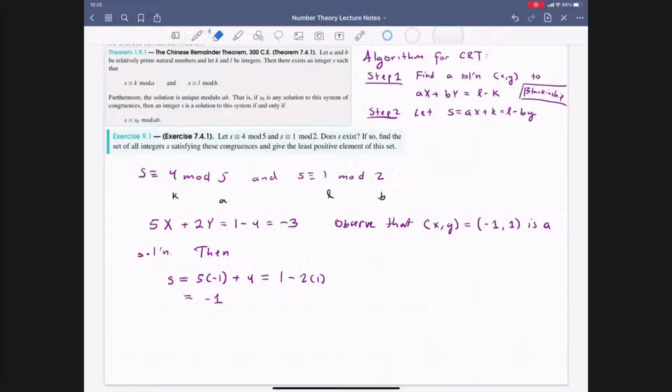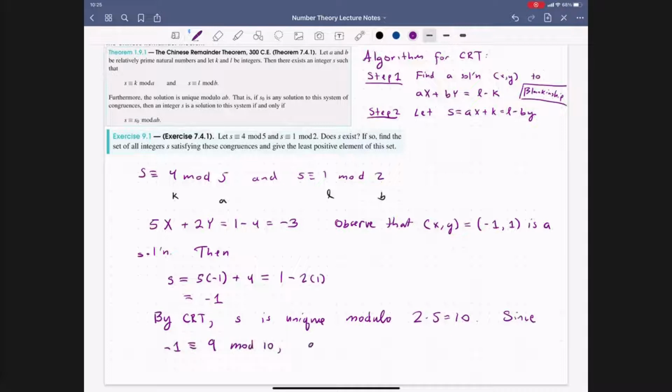So we know that by the Chinese remainder theorem, s is unique modulo a times b. In this case, 2 times 5, which is 10. So since negative 1 is congruent to 9 mod 10, 9 is the least positive integer satisfying the system of congruences. And we're done.